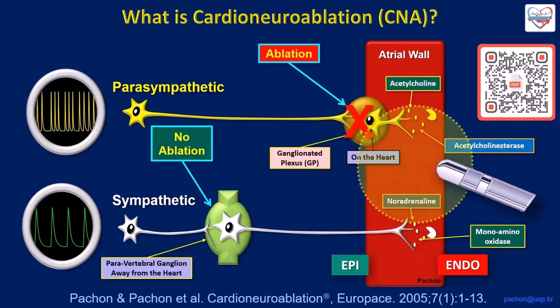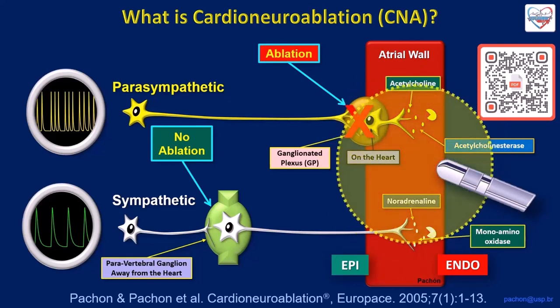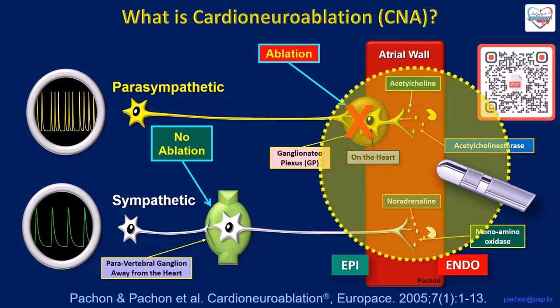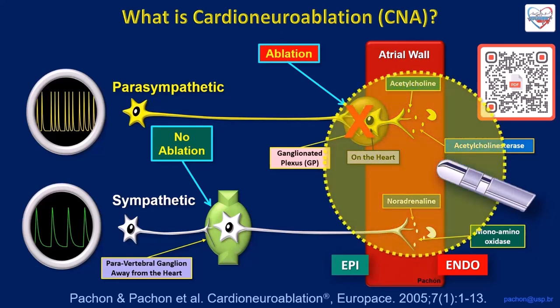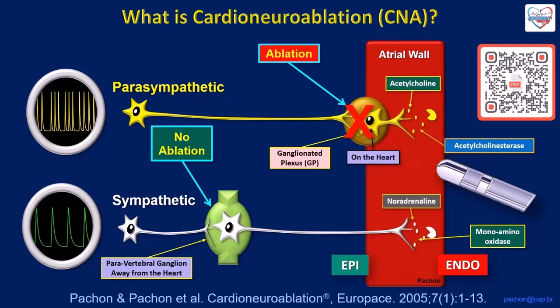Sympathetic and sensory neurons are away from the heart and protected from radiofrequency. Therefore, they are preserved, and their fibers recover in a few weeks. After cardioneuroablation, there is an important and persistent chronic reduction in both the parasympathetic and the sympathetic tone.